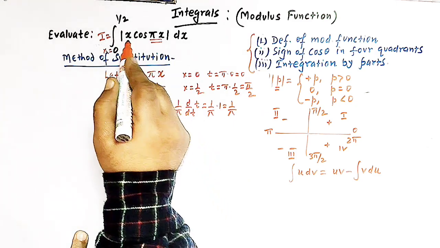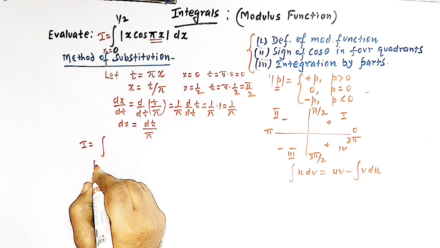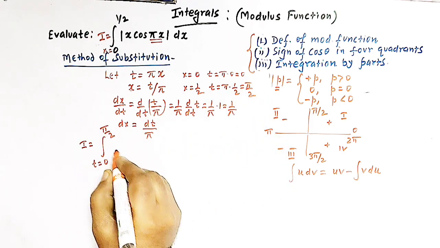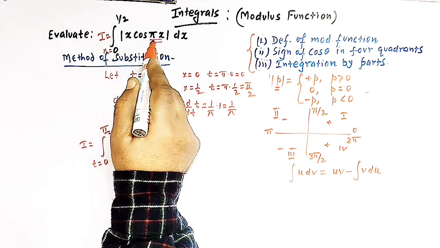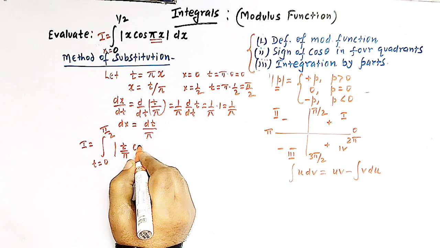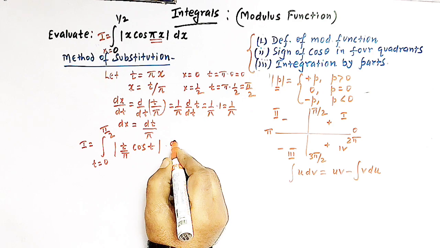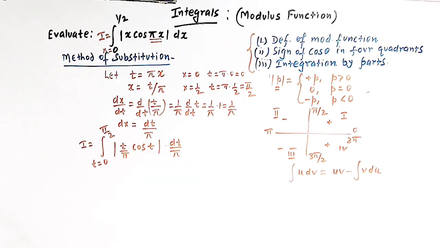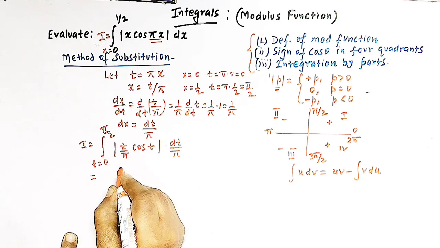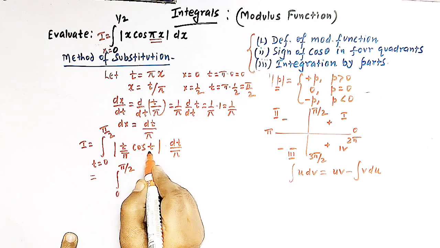So let us now write this integral I in terms of t. So we have here t is equal to 0 to pi by 2, and then we have mod of x times cosine pi x. So x is t over pi, and then we have cos of t, and then dx is dt over pi. So now we can write this integral as 0 to pi over 2, and here we have mod of t over pi cos t, right?